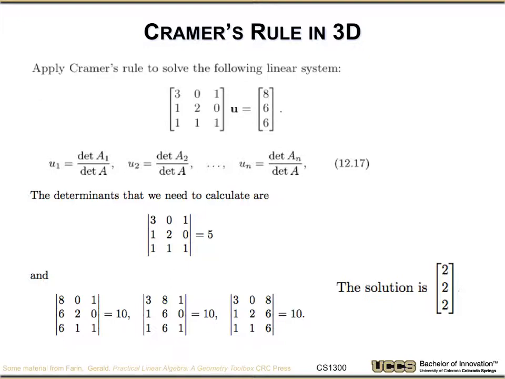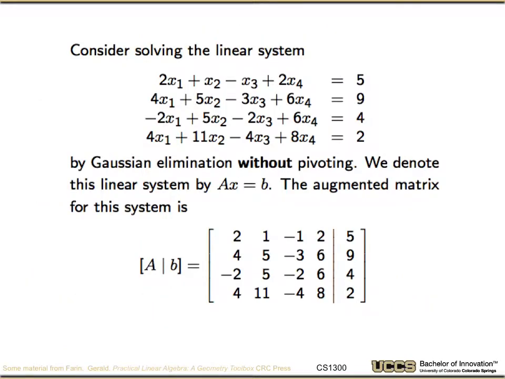Okay, now let's go do an even higher dimension. We're going to go to 4D, and we're going to do Gauss elimination without pivoting. We're going to denote this system by AX equals B, and just to make it easier in the description here, I'm going to carry it around in the augmented form instead of multiplying both sides. It's easier to just view it as a bigger matrix.